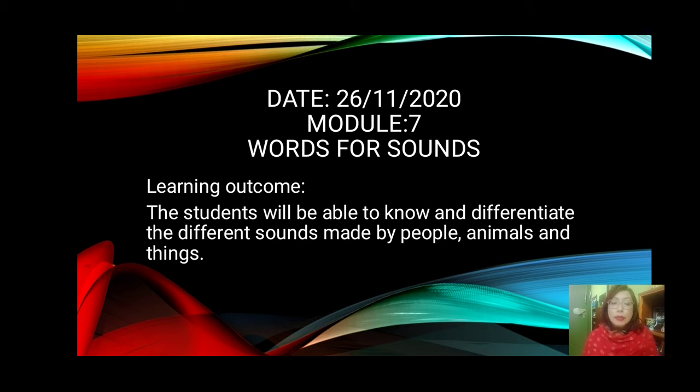Now we come to the other topic, which is words for sounds. Today, the topic we are going to take is words for sounds. So what will be our learning outcome? By the end of today's class, each of you will be able to know and differentiate the different sounds made by people, animals, and things. All right?